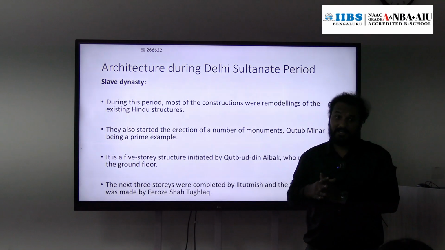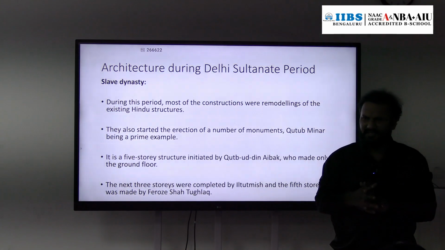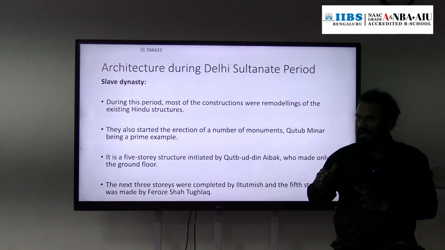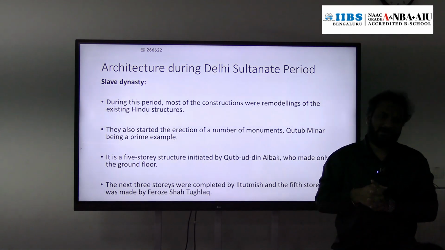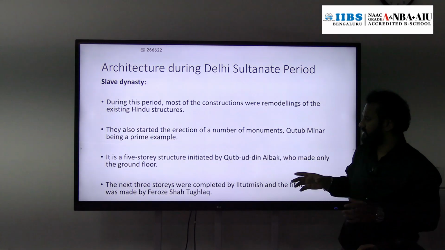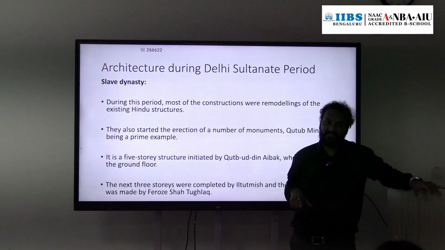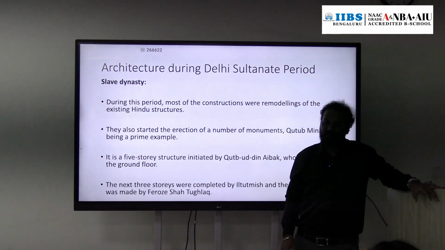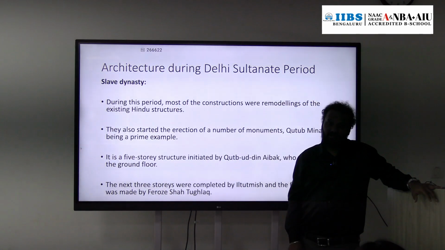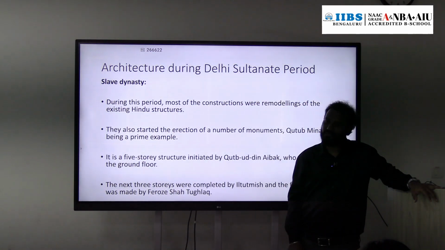Next, the top story, the 5th story, he also started constructing. Almost completed, but again he lost his reign. He died, then some other rulers came. Then, sorry, Tughlaq dynasty, Feroz Shah Tughlaq. He completed the 5th story, plus he also repaired the Qutub Minar. So that is the story of Qutub Minar.